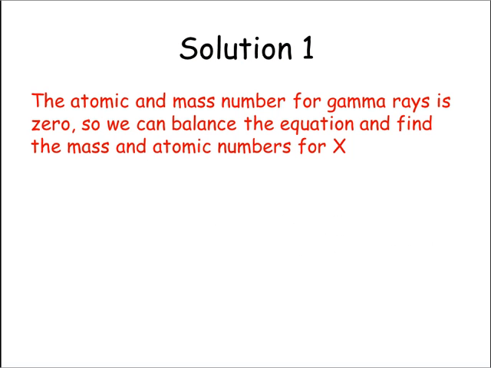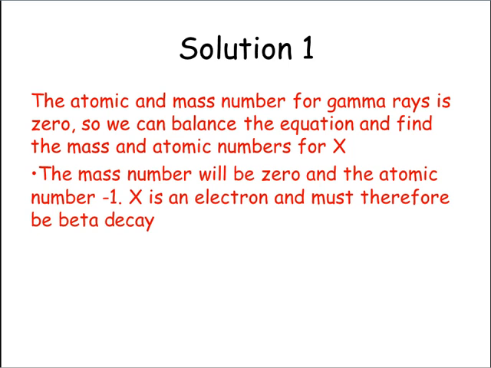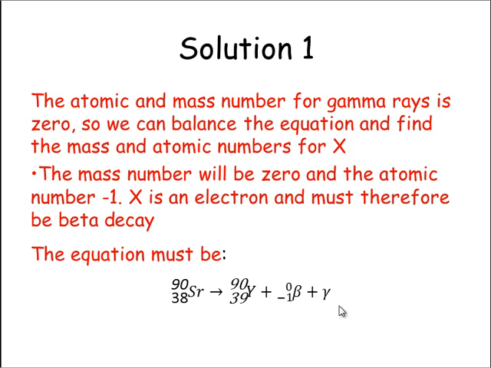In order to solve this, we need to look at the atomic and the mass numbers. For gamma rays they're both 0, so that plays no part, so we can look at balancing and finding the mass and atomic numbers for X. Now in that equation the mass number will be 0, and the atomic number must go down by 1. So if there's 0 mass and a negative charge, it must be an electron, and therefore we must have beta decay.